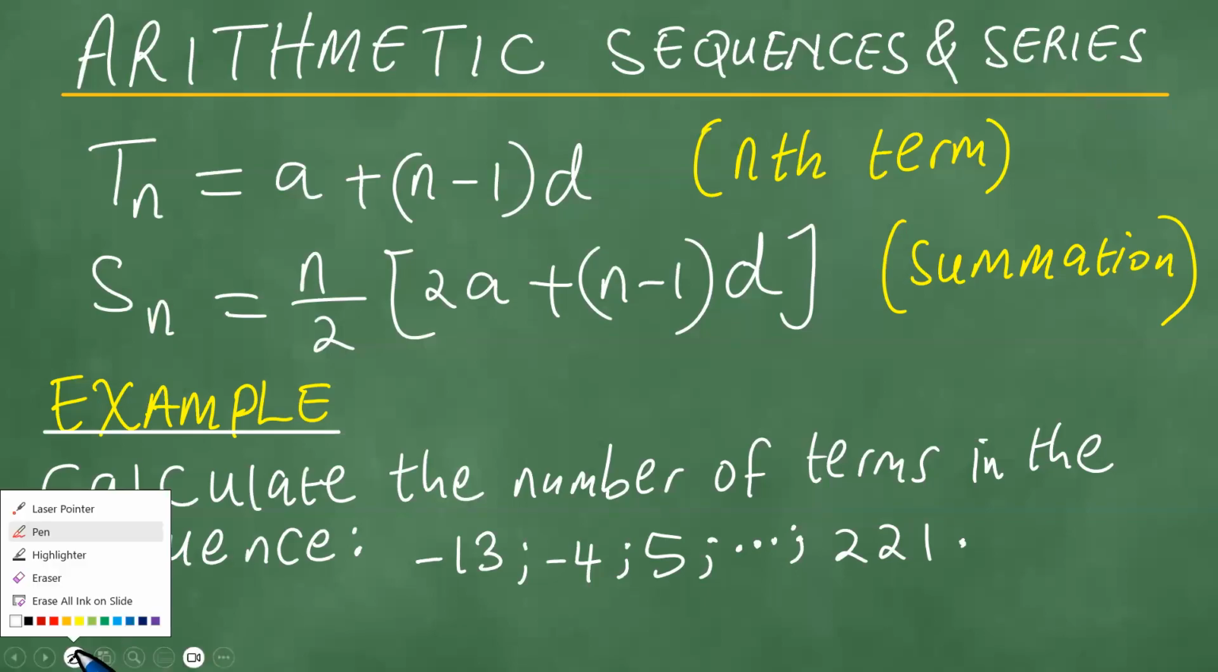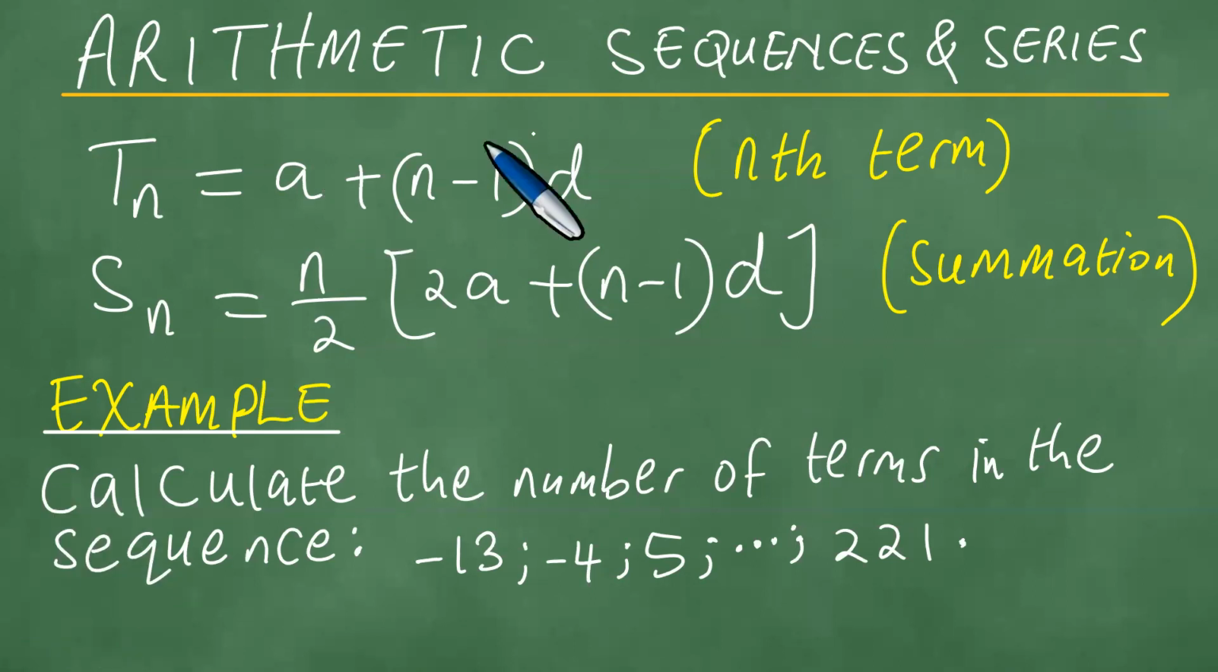Right. Effectively, what we're saying is we're dealing with arithmetic sequences and series. And there are two formulae, but only two that are necessary to learn. The nth term formula, which is Tn equals a plus (n minus 1) times d, and the summation formula, which is for finding the sums, which is Sn equals n over 2 times (2a plus (n minus 1) times d).